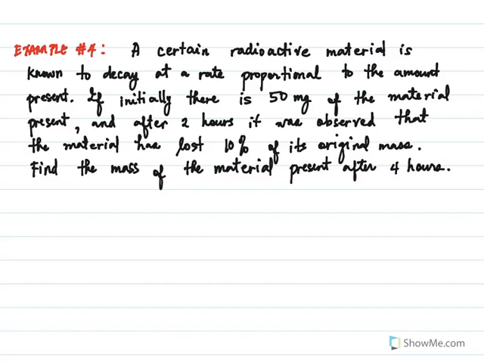Now, let's have problem number 4. A certain radioactive material is known to decay at a rate proportional to the amount present. If initially there is 50 milligrams of the material present, and after 2 hours it was observed that the material has lost 10% of its original mass, find the mass of the material present after 4 hours. So let's list down the given first.